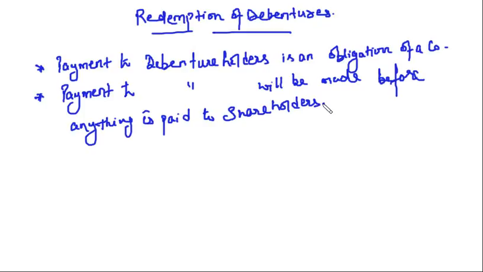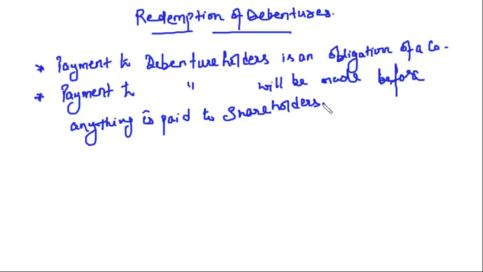Right? These two points are very important to remember. This is the base. First, payment to debenture holders is an obligation of a company. Second, payment to debenture holders will be made before anything is paid to shareholders. Clear? Why have I told you these two points? Because this is what we are going to use in the further topics. When I will be talking of DRR, DRI, I will be making reference to these points. So remember these two very important points.